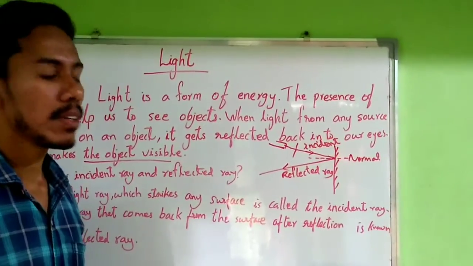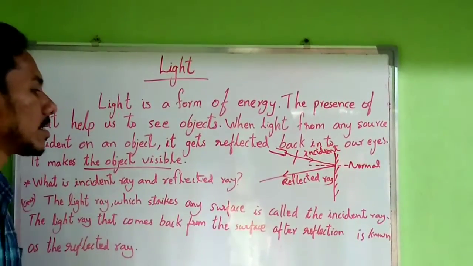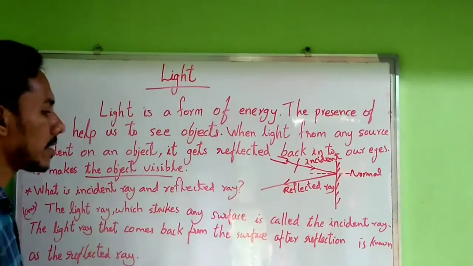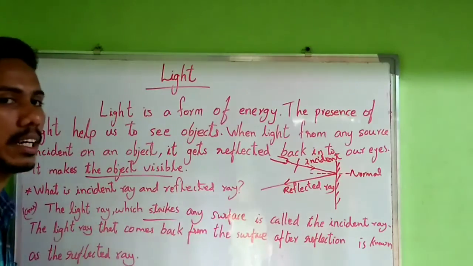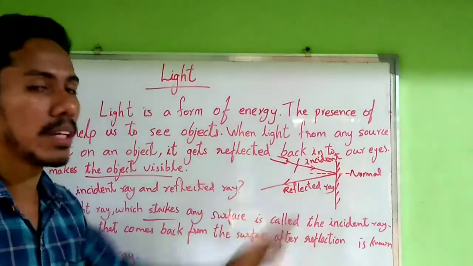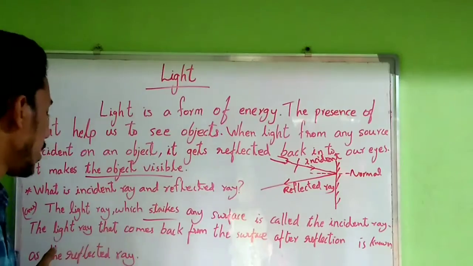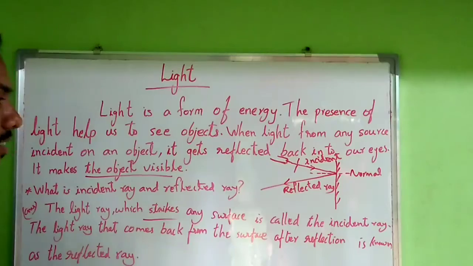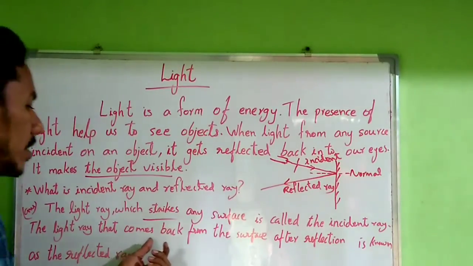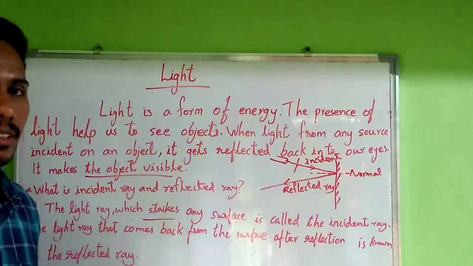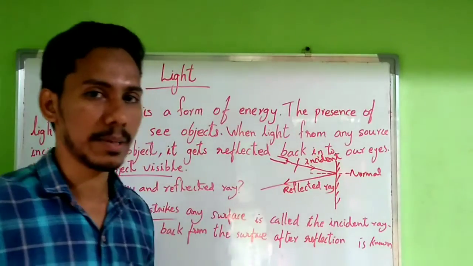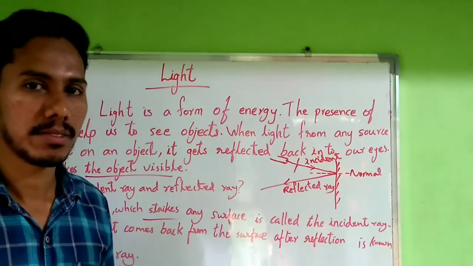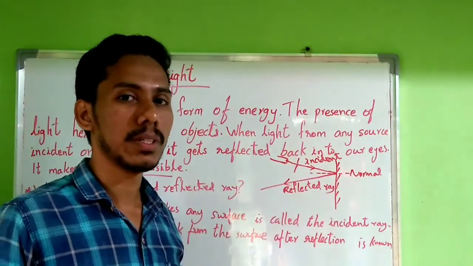So there is a question: what are the incident ray and reflected ray? The light ray which strikes any surface is called the incident ray. The light ray that comes back from the surface after reflection is known as the reflected ray. And the normal is perpendicular to the mirror.